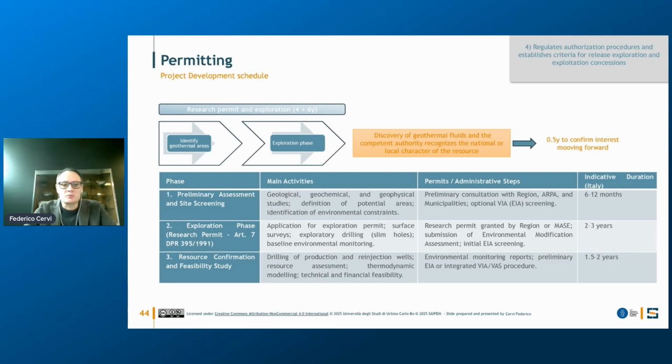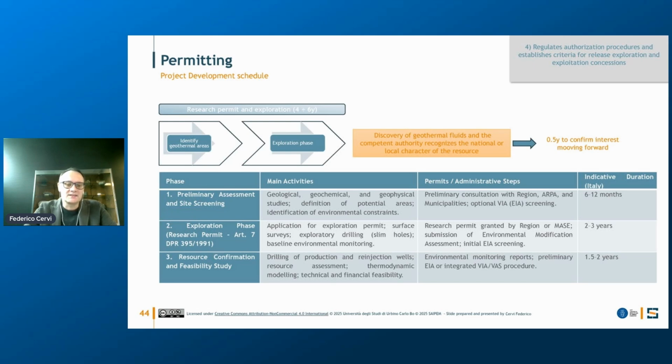This is followed by an exploration and research phase, including the submission of the application, which can typically last 2 to 3 years. Finally, a third phase, the final phase of the exploration permit, involves confirming the presence of the resource, possibly drilling deep wells, modeling the reservoir, and a technical and economic evaluation of the project. This phase is estimated to last a maximum of 2 years, so we essentially cover the 6-year period I mentioned earlier.